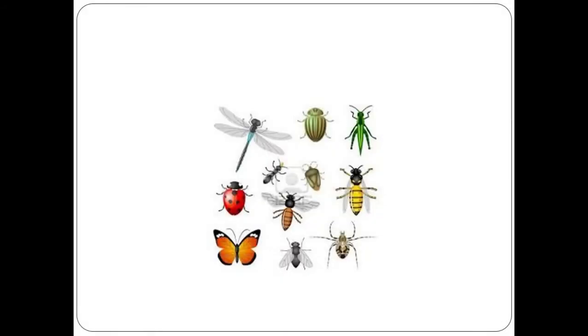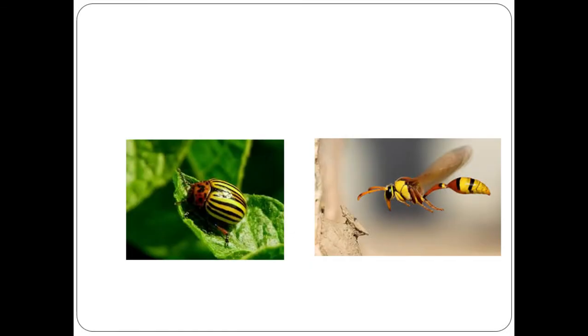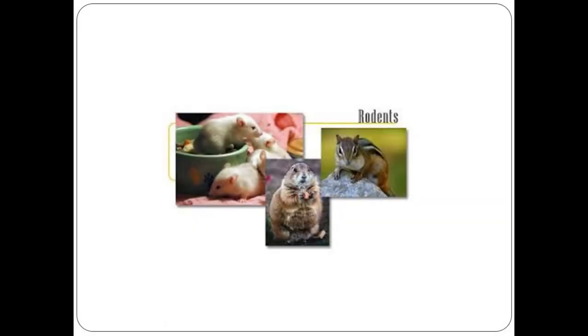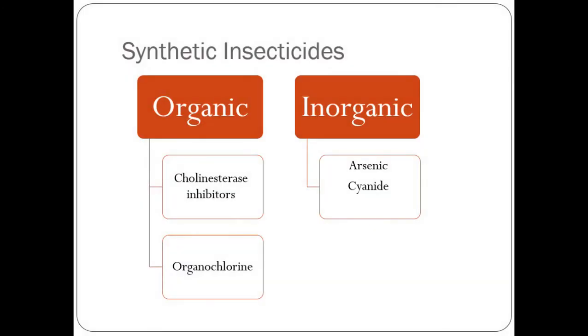Okay, this picture represents different types of insects and large insects, this represents different types of herbs, and this represents rodents, different types of rodents.